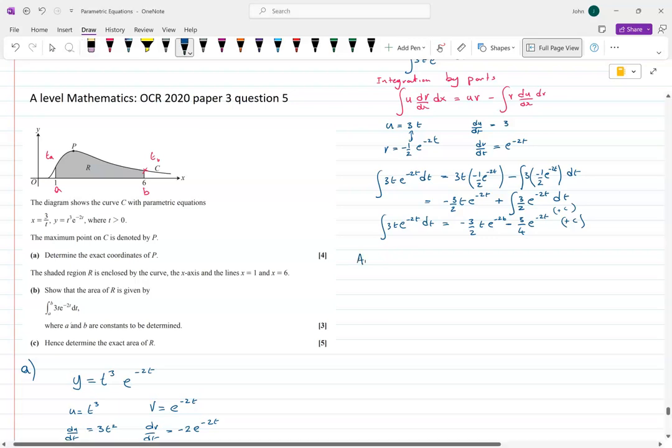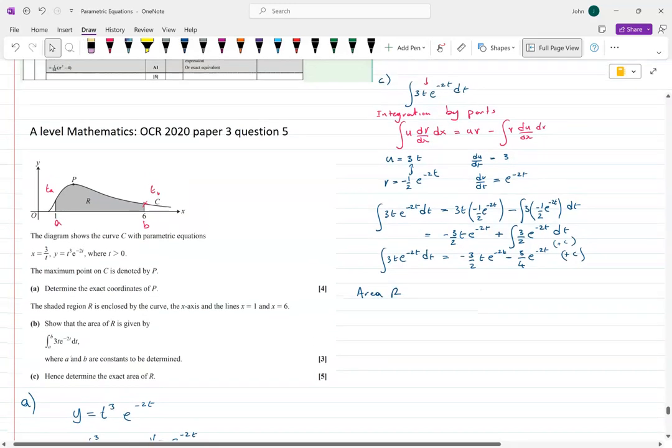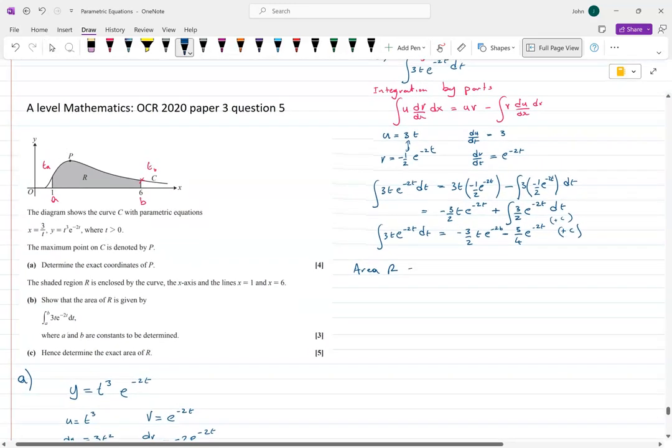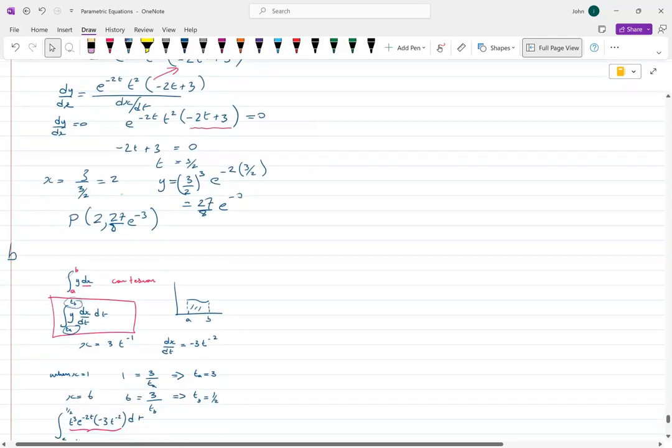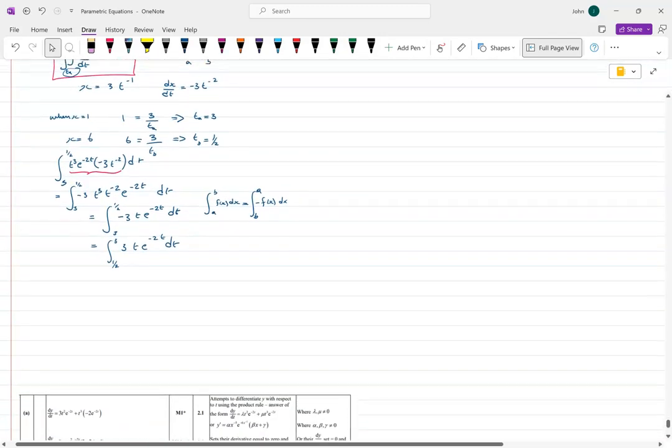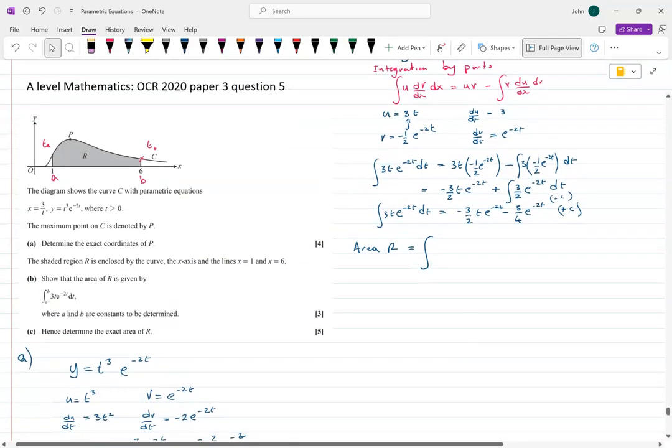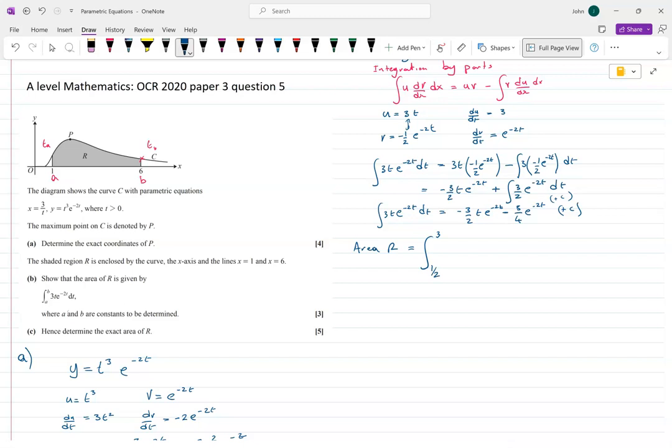So the area R is equal to the integral with the limits on it now. So is equal to the integral which we've worked out, which was all the way down in the last question. We worked the limits out to be 3½ on the bottom, times 3t e to the minus 2t dt. That's just writing out the question again.